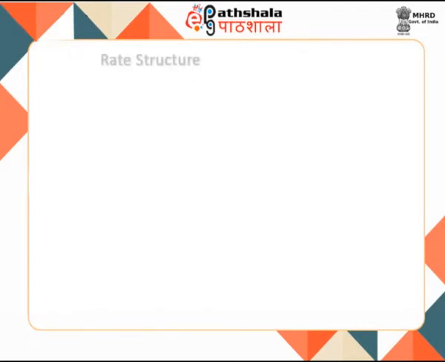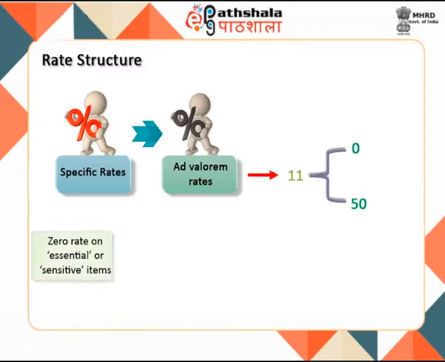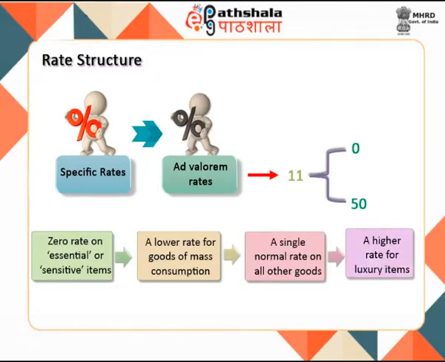Based on the recommendations of the Kelkar and TRC committees, the rate structure was gradually rationalized and exemptions were curtailed. As a result, in 1995-96, the excise duty rate structure comprised 11 ad valorem rates ranging from 0 to 50%. The composition of the 4 rate duty structure is: 0 rate on essential or sensitive items, a lower rate for goods of mass consumption, a single normal rate on all other goods, and a higher rate for luxury items.